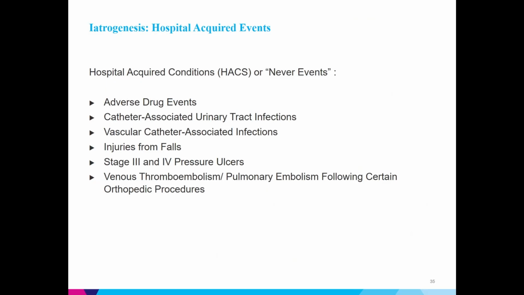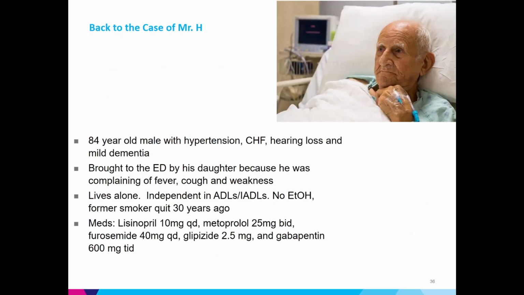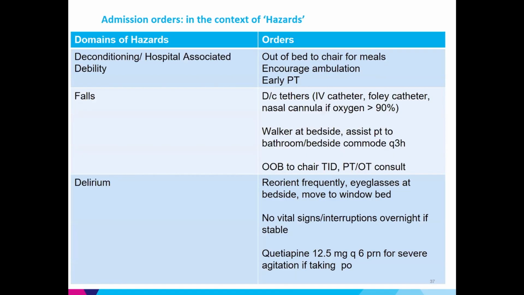With that said, I want to go back to the case of Mr. H. As you recall, he is our 84-year-old gentleman with hypertension, heart failure, hearing loss, and mild dementia, who was admitted for a community-acquired pneumonia and had a hospital course that was prolonged and complicated by several hazards. What can we do in the future to hopefully prevent these hazards from happening? Or what could we have done to help Mr. H throughout his hospital course?